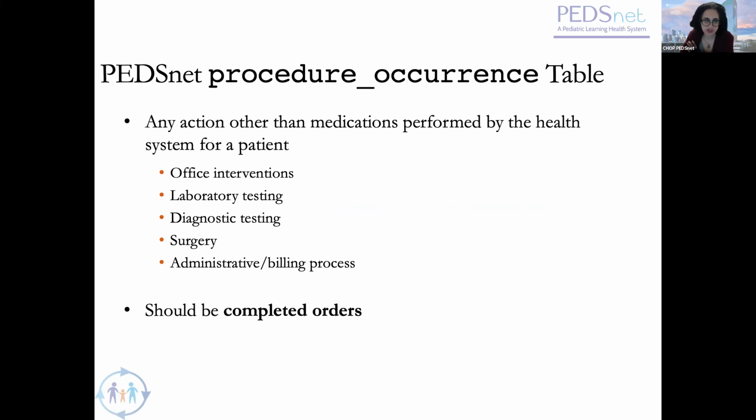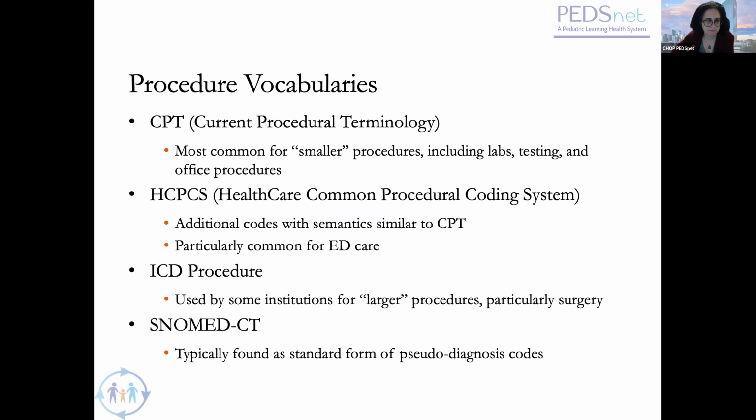So then there's a procedure occurrence table. And so this is any action other than medications. So office interventions, laboratory testing, diagnostic testing, etc. And these are, or should be, completed orders. So actually in OMOP and in PEDSnet, there's 4 different types of vocabularies or terminologies that are accepted in the procedure occurrence table. So the CPT, HCPCS, ICD procedure, and even SNOMED. We most commonly see CPT and ICD in our procedure occurrence table.